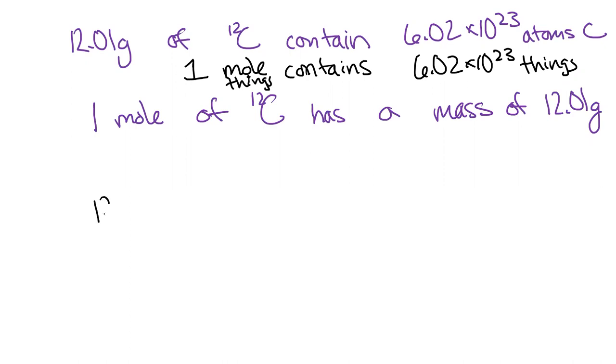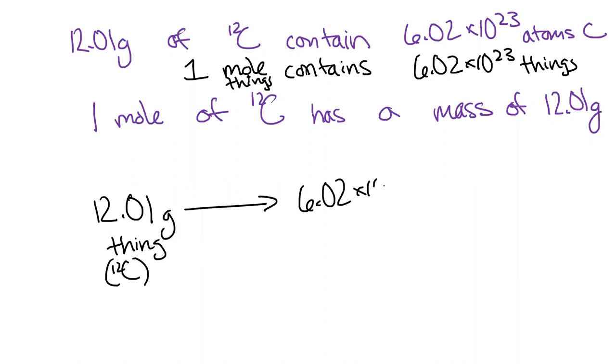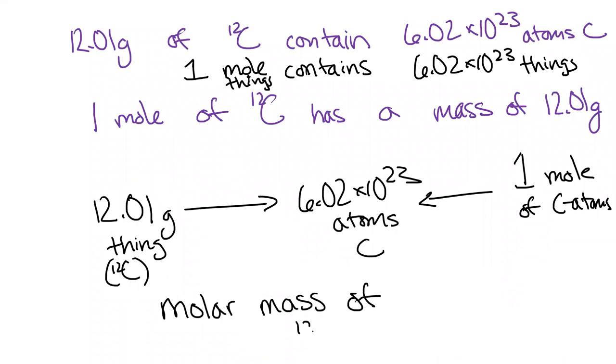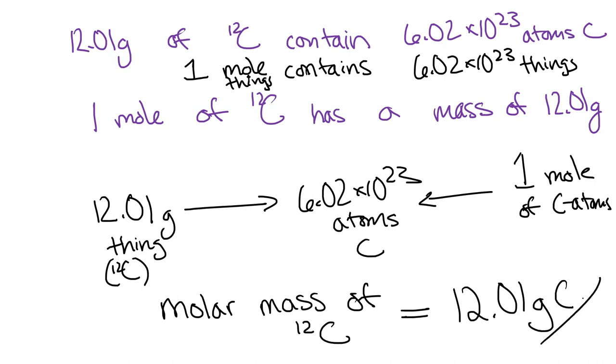Okay. The connection is 12.01 grams of this thing, carbon 12, contains 6.02 times 10 to the 23rd atoms of carbon. And one mole of carbon atoms must contain 6.02 times 10 to the 23rd carbon atoms. So therefore, the molar mass of carbon 12 is equal to 12.01 grams of carbon per mole of carbon.